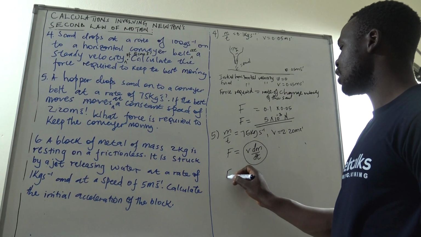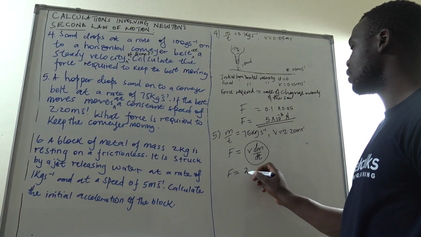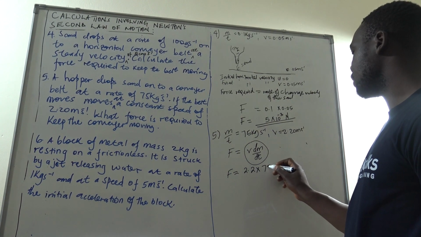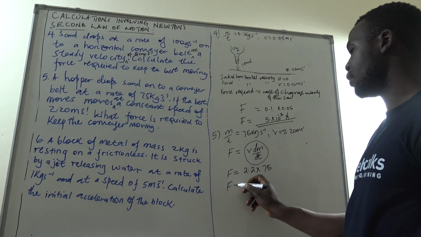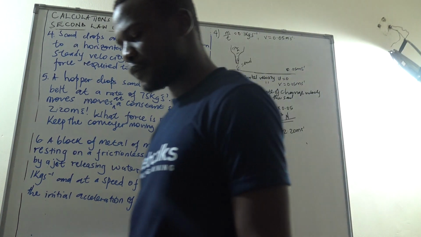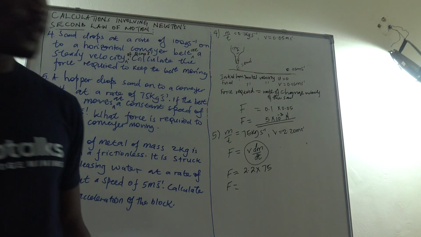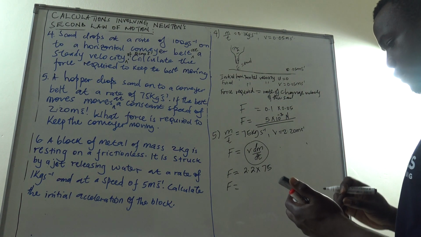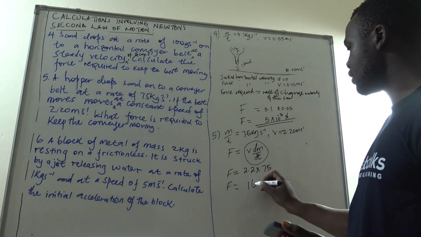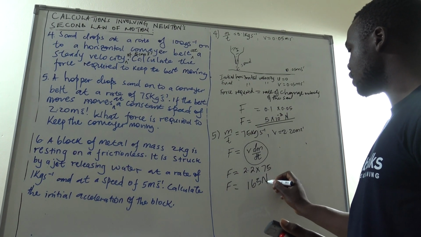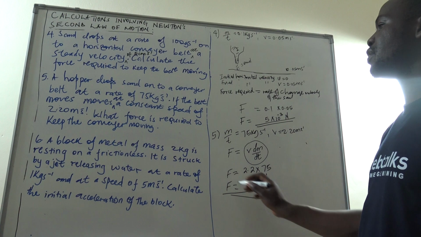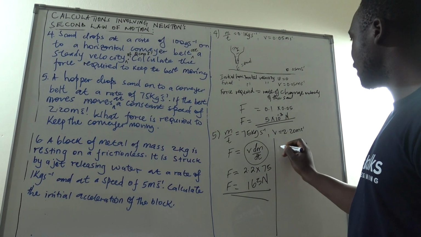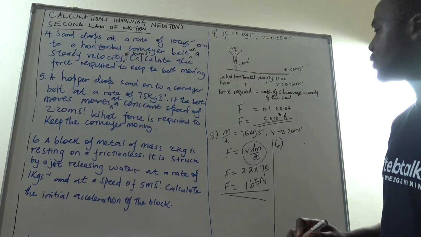Therefore, it means that our force here becomes 2.2 times the mass rate, which is 75. We get our calculator, and this is 2.2 times 75, and it gives us 165 newtons. This is the force that is required to keep the conveyor moving. So let's look at question 6 also.